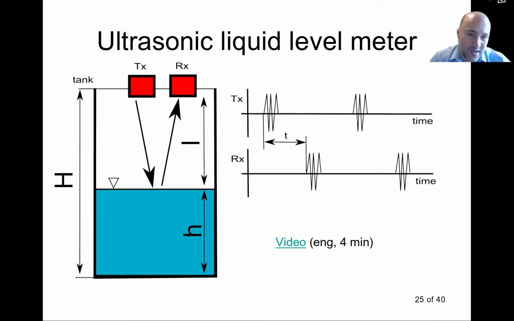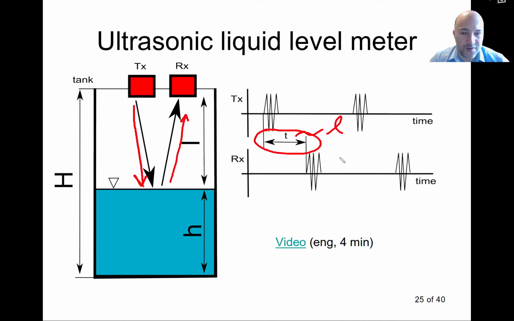Now the next type will be ultrasound, and I will go through this only very briefly because we've seen ultrasound already last week, and it will be very similar also to radar that we're going to see in a few minutes. So it's clear how the ultrasound works. We send a pulse of ultrasonic energy from a transmitter. Now this travels through the gas that's above the liquid. It will hit the liquid level, it will get reflected, and we are looking for the time difference between the sent and received signal. And this time difference will be proportional to our distance between the sensor and the liquid level.